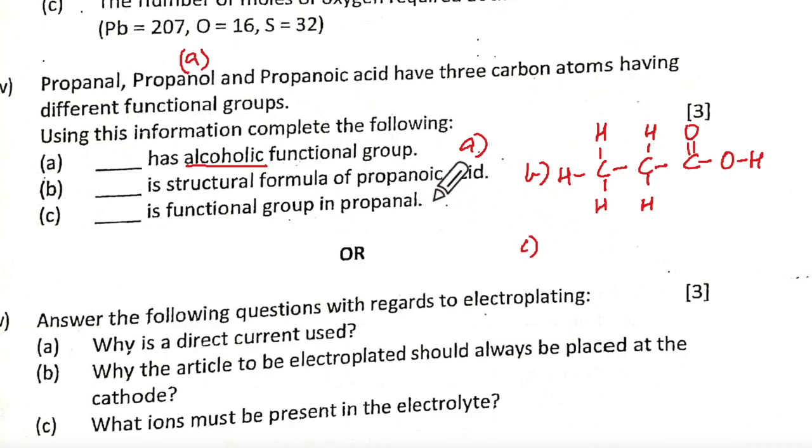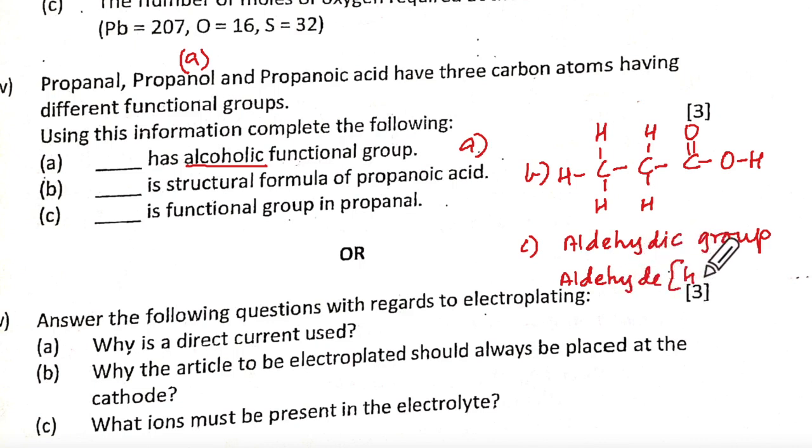Functional group of propanal is going to be the aldehydic group. You don't say aldehyde. If you write aldehyde, what is this the answer for? Aldehyde becomes the homologous series. Now, if they ask for a group and you give homologous series, you will get a 0, right? So functional group means aldehydic group.